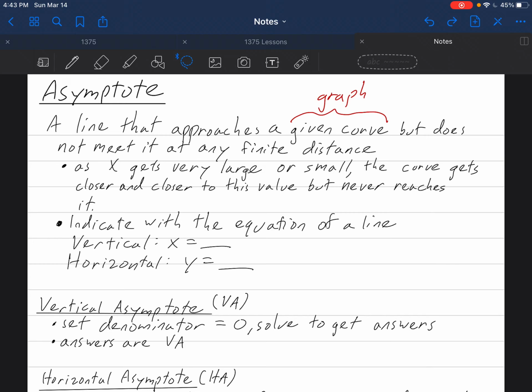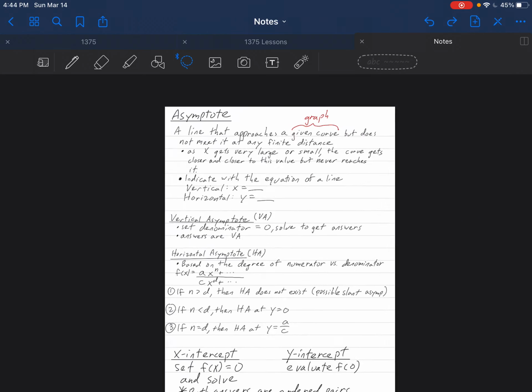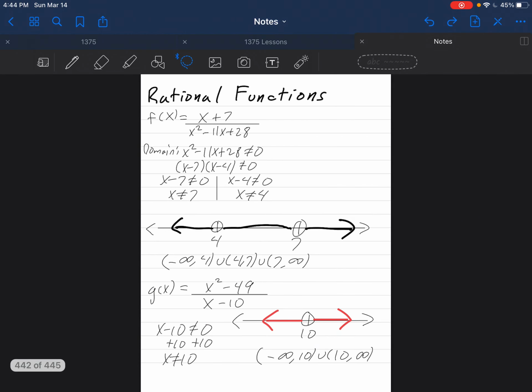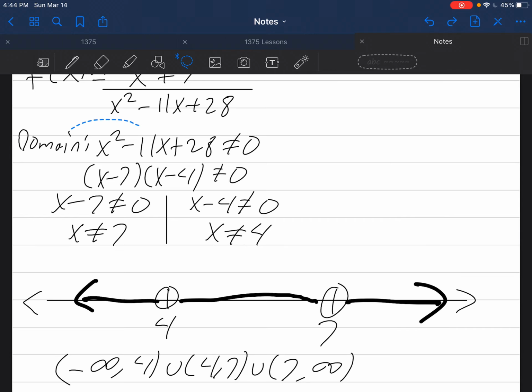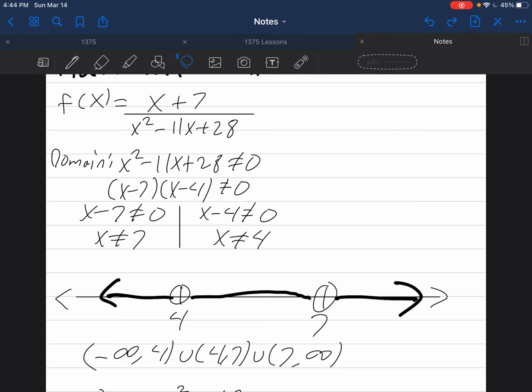Let's start with a vertical asymptote. A vertical asymptote, you can find it by setting the denominator equal to 0 and then solving that resulting equation. This process should look very familiar because this is the process that we use to find the domain. To find the domain of a rational function, we're taking the denominator and setting it not equal to 0, but we are solving it the same way as if it said equals 0.